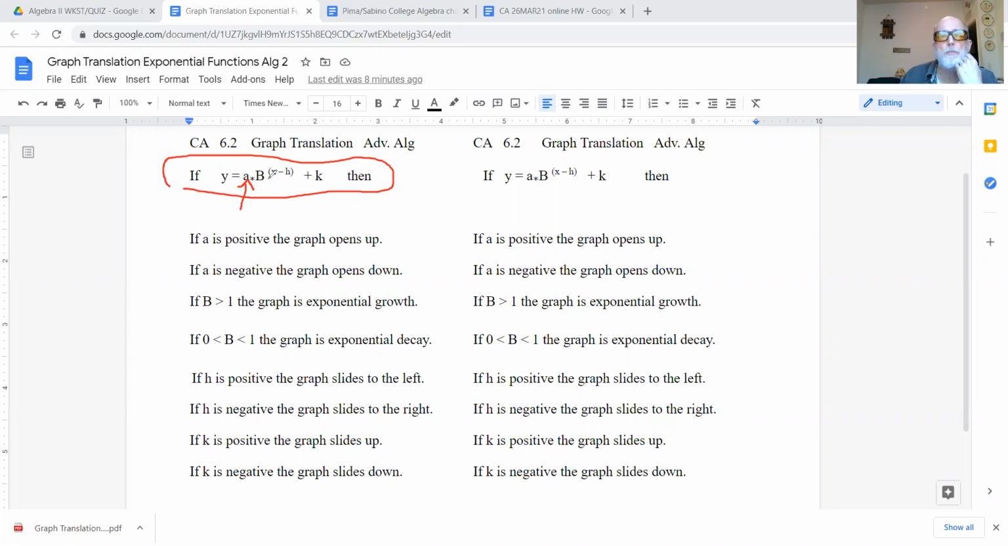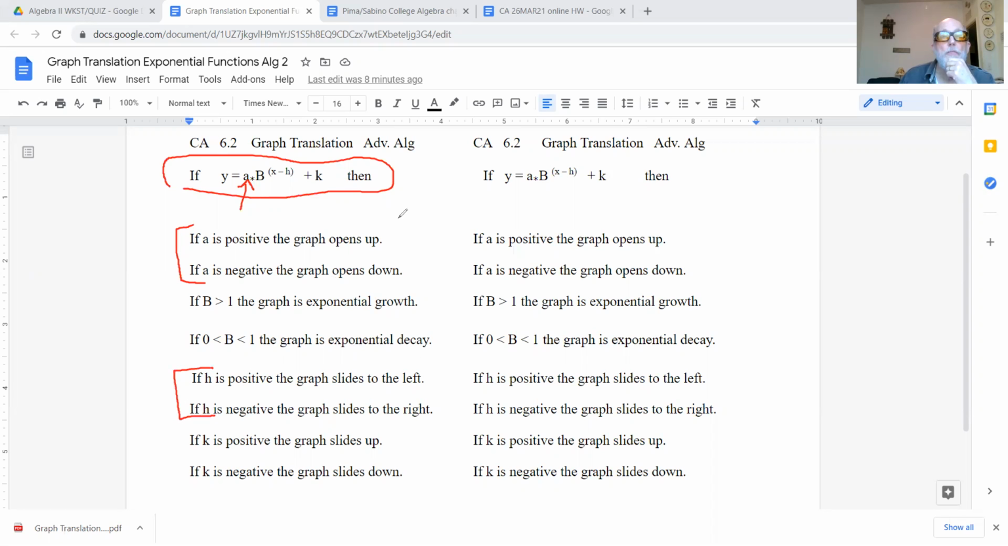So A times B. If A is positive, the graph goes up. If it's negative, it goes down. If B is bigger than 1, then it's growth. If B is a fraction or a decimal in between 0 and 1, then it's called exponential decay.